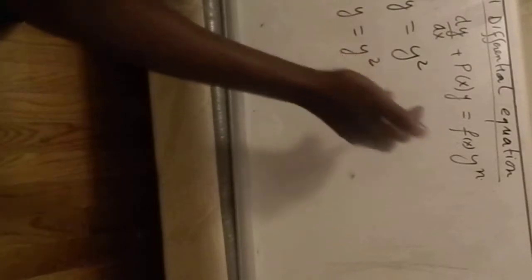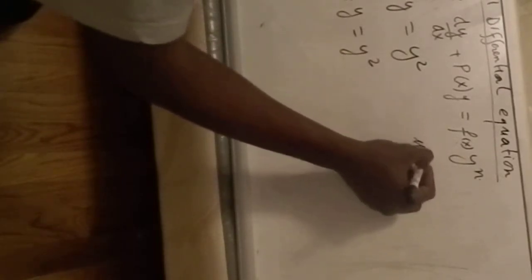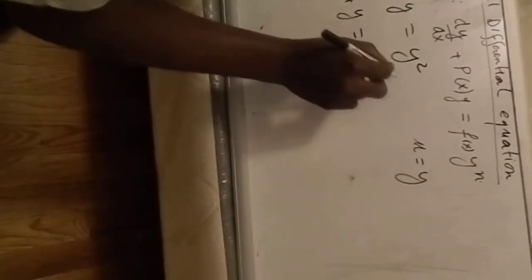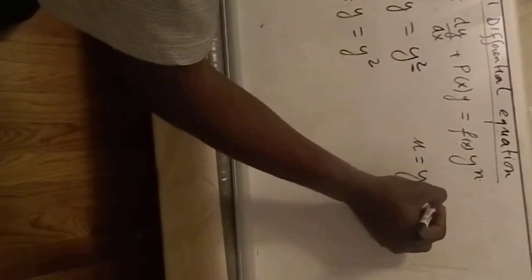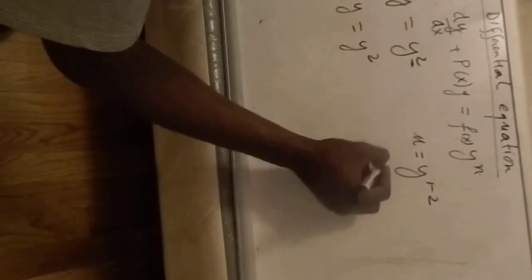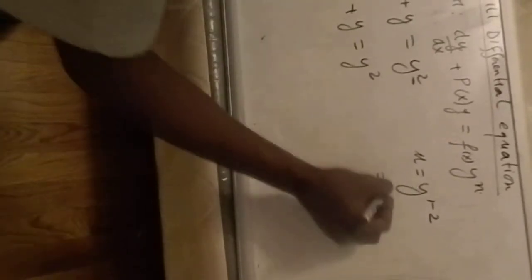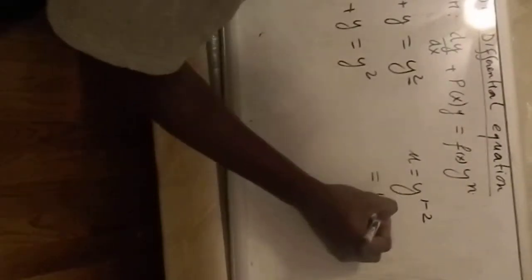Therefore, we know that in order to solve the Bernoulli equation, we can apply a substitution to the differential equation. That means we say u equals y to the 1 minus n. My n is the higher power, which is 2. That means 1 minus 2, which gives me y to the negative 1.